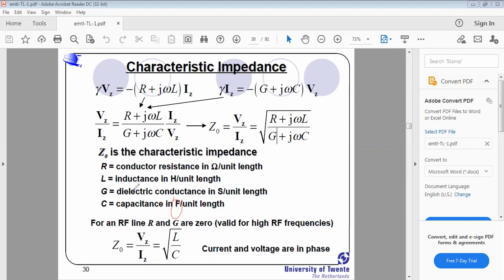That is valid through the entire radio range of frequencies. What is meant by radio frequency range? The frequency range from which a signal is able to radiate is called RF frequency. So Z naught equal to square root of L by C. Why? Because R equal to 0 and G equal to 0. Get it? That is the concept of characteristic impedance.